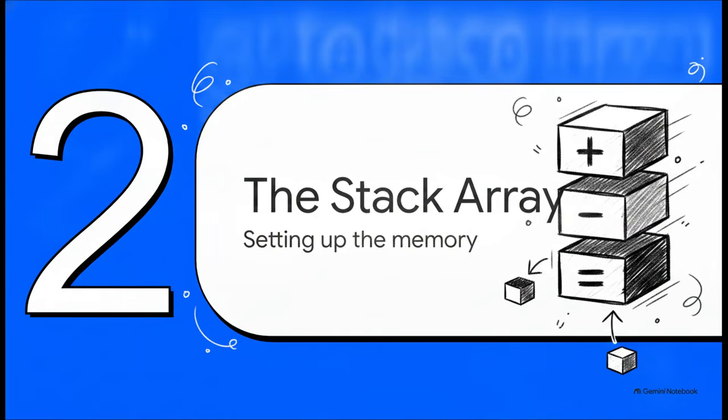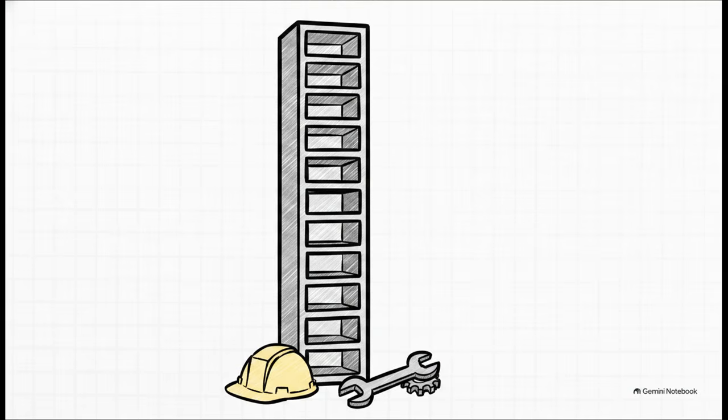Moving right along to part 2, the stack array, and setting up the memory for our translator. Looking at the foundation of our source code, we see standard C libraries being imported to handle our inputs, outputs, characters, and strings. But the really important part, the thing you should absolutely take away from this, is the macro definition, MAX, set to 100, and the initialization of a global character array called stack. We are essentially carving out a neat, vertical column of 100 empty slots right in the computer's memory.